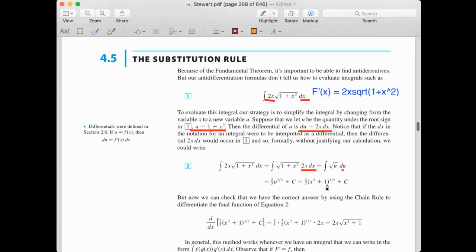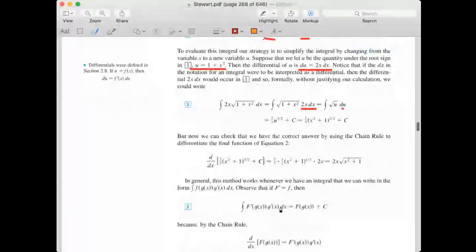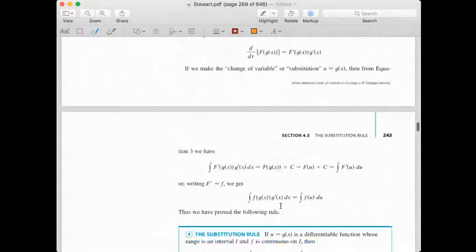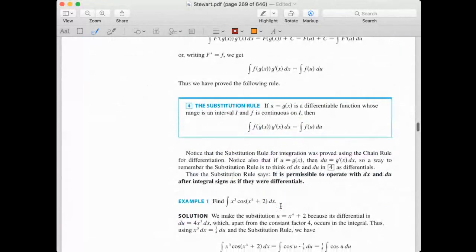We see the outside layer is the 3/2 power. The inside is x squared plus 1. With a composition of functions, we get a term with a product of functions, so we won't be able to apply the power rule. So that's why we need to use u substitution. Okay, let's see more examples.